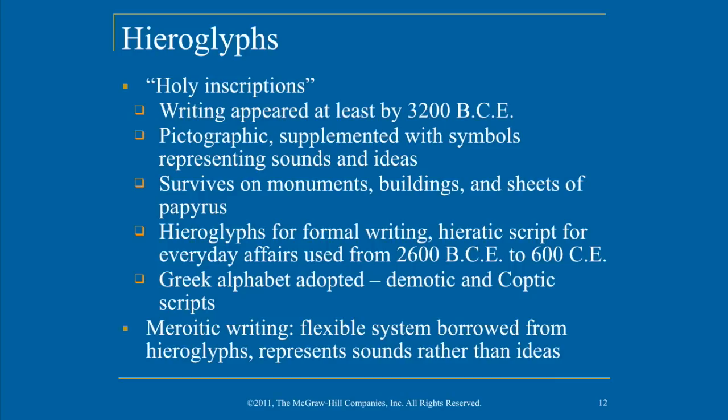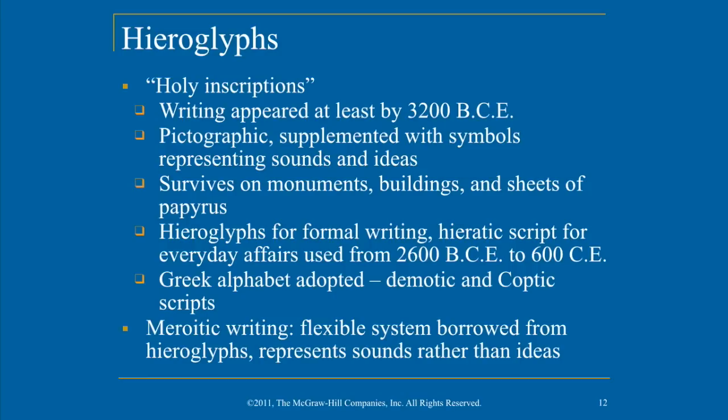Hieroglyphs survive on the monuments, the buildings, and sheets of papyrus. This is another form of evidence that the Egyptians have that the Nubian society doesn't have as much of. The hieroglyphs are for formal writing. Hieratic script is for everyday affairs, and it's used from 2600 BCE to 600 CE.